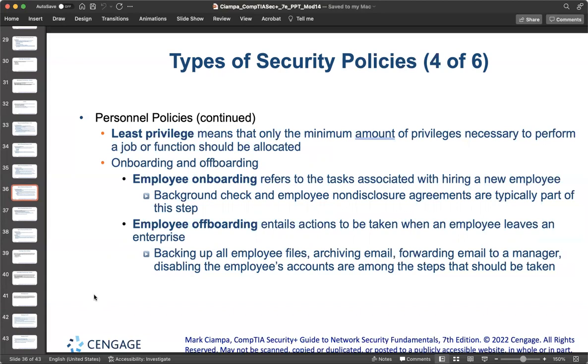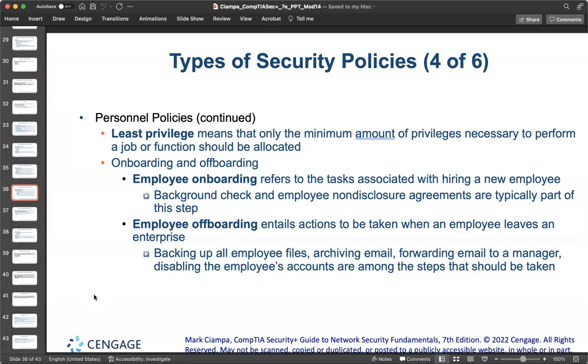We also have onboarding and offboarding personnel policies. Employee onboarding refers to the tasks associated with hiring a new employee. Usually you do a background check and employee non-disclosure agreements, or NDAs. The agreements are typically part of this step, especially if you're a technology company or a company that has intellectual property that can be exposed or revealed by the employees.